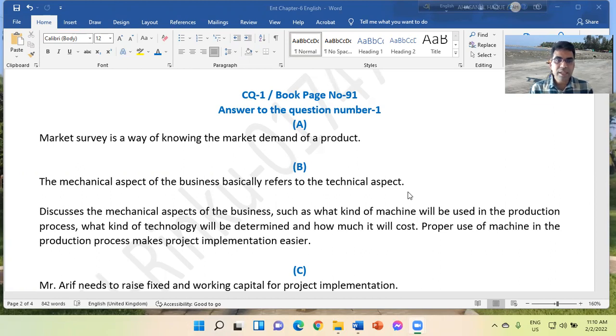Here it is written, it discusses the mechanical aspect of the business, such as what kind of machine will be used in the production process, what kind of technology will be determined, and how much it will cost. Proper use of machine in the production process makes project implementation easier.